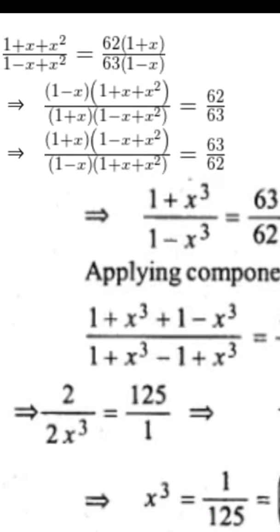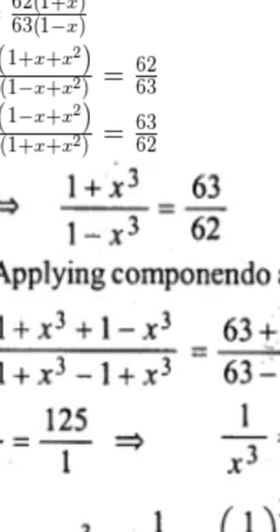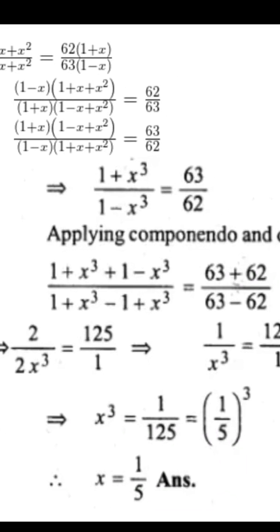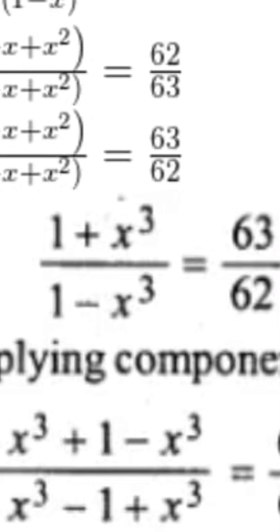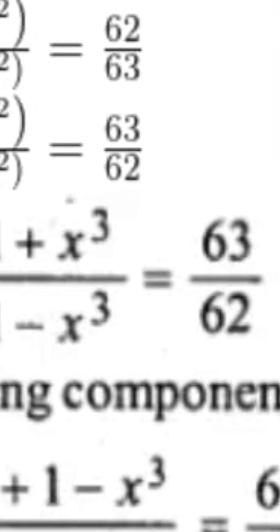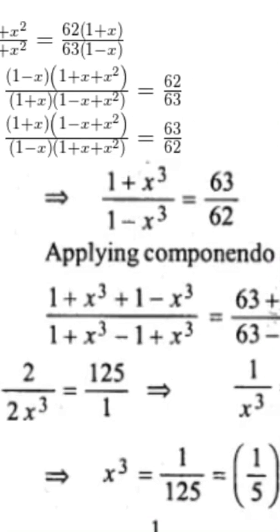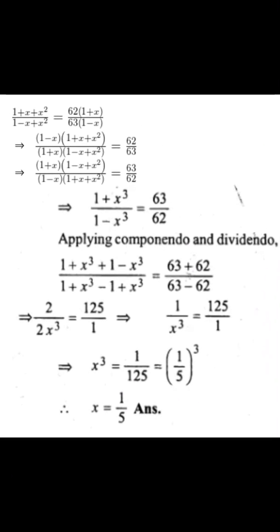So once I apply these identities, this is what I get, 1 plus x cube. Actually it was 1 cube plus x cube. Since 1 cube is 1 itself, we can write it like this also. Okay, so this is what we get. Now once we have reached the step (1 plus x) cube upon (1 minus x) cube equals 63 upon 62, I can apply componendo and dividendo as we have done in the previous questions also.